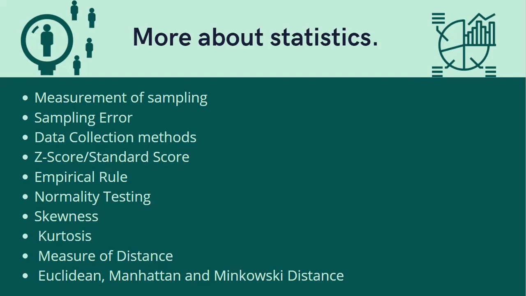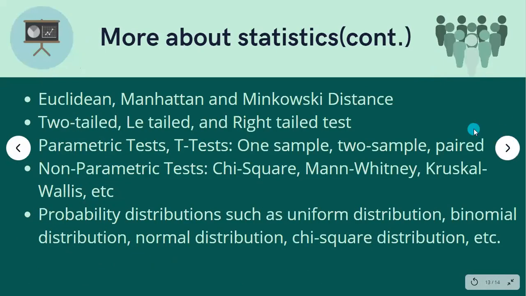Then we have measures of distance. How do you actually measure the distance between data points? It can be Euclidean, Manhattan, or Minkowski distance. And among more hypothesis tests, you should also know about parametric and non-parametric tests. Parametric tests like the t-test, one sample, two sample, and non-parametric tests like chi-square, Mann-Whitney, Kruskal-Wallis, etc.